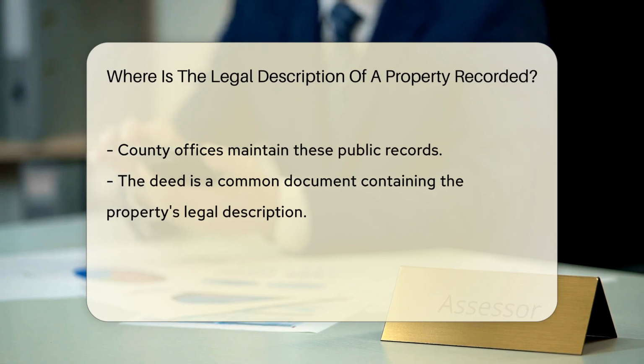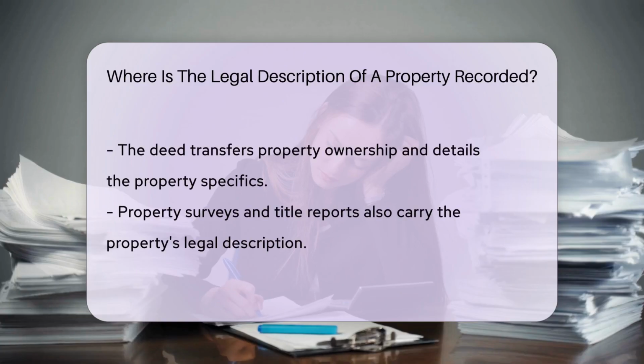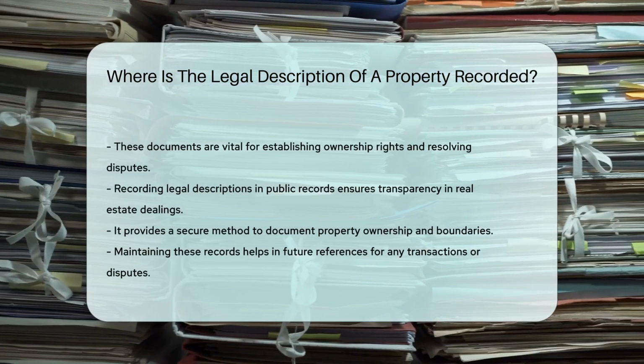One common document where you can find the legal description of a property is the deed. The deed is a legal document that transfers ownership of the property from one party to another and includes a detailed description of the property being transferred. In addition to the deed, other documents such as property surveys and title reports may also contain the legal description of a property. These documents are important for establishing ownership rights and resolving any disputes that may arise.